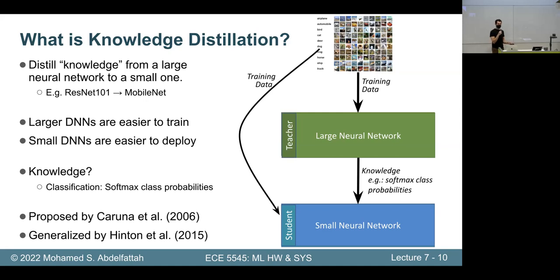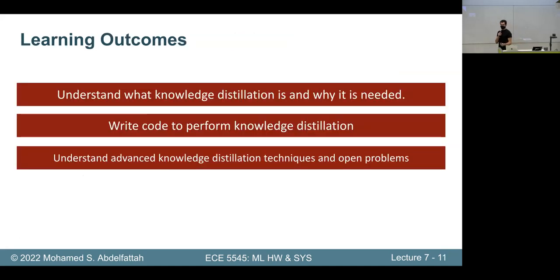So the output of the large neural network, essentially, in the case of image classification. So in this lecture, we'll try to cover these 3 items.